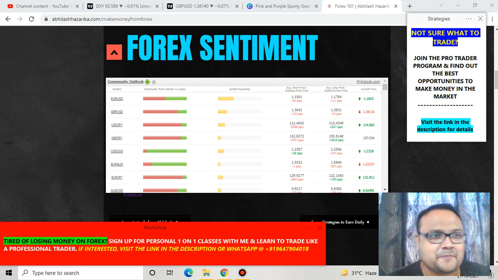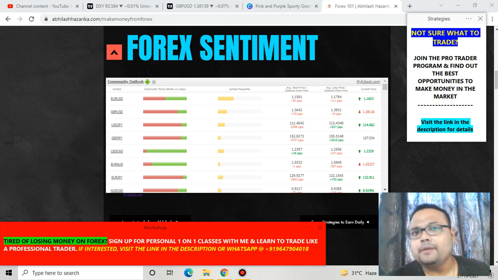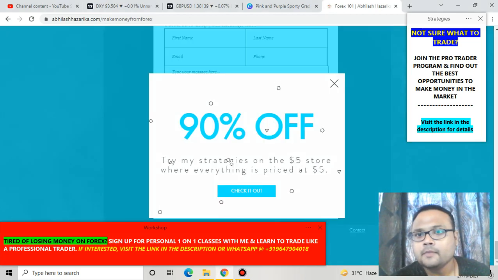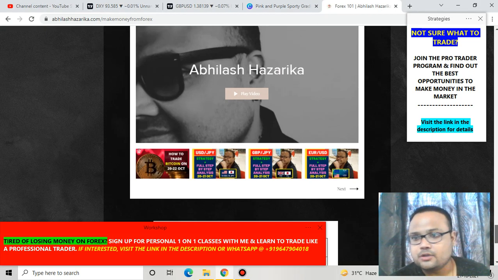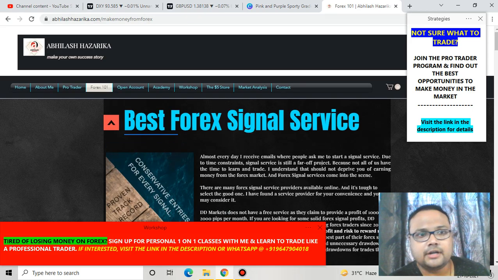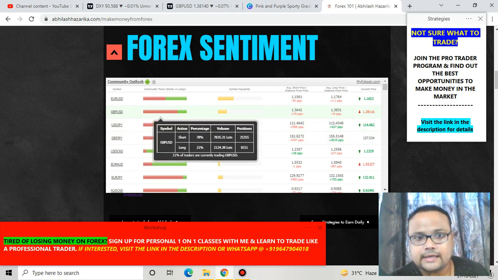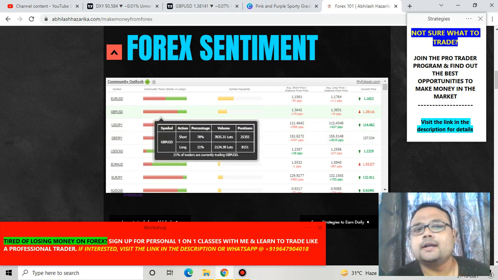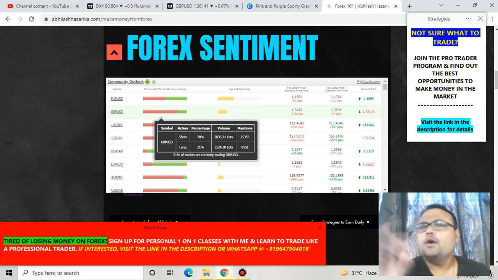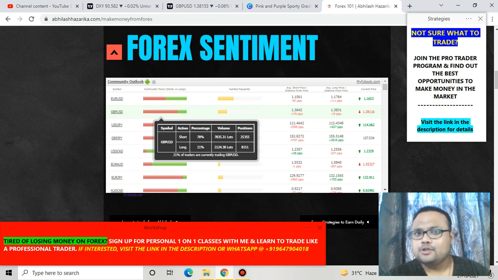So let's get started. This is the Forex sentiment meter. You will find the Forex sentiment meter on my website avilashazarika.com under the Forex 101 section. If you look at the Forex sentiment meter here, we can see that 78% of retail traders have taken short positions and only 21% have taken long positions. But as we all know, more than 90% of retail traders lose money, isn't it? So let's find out what the chart is telling us right now.